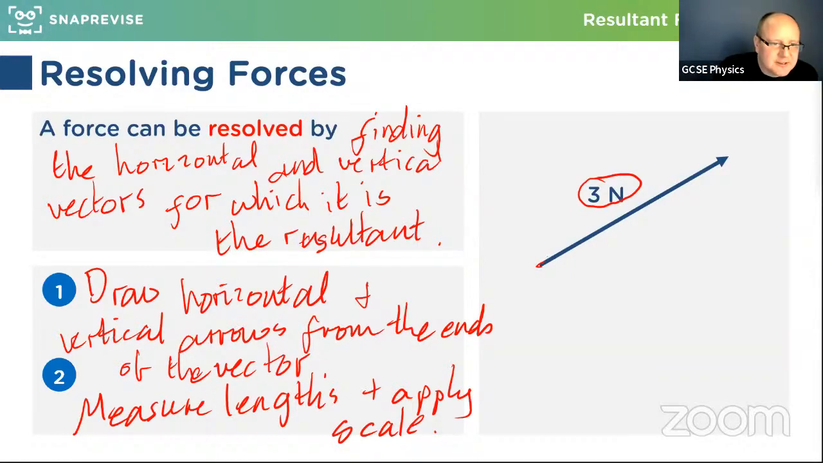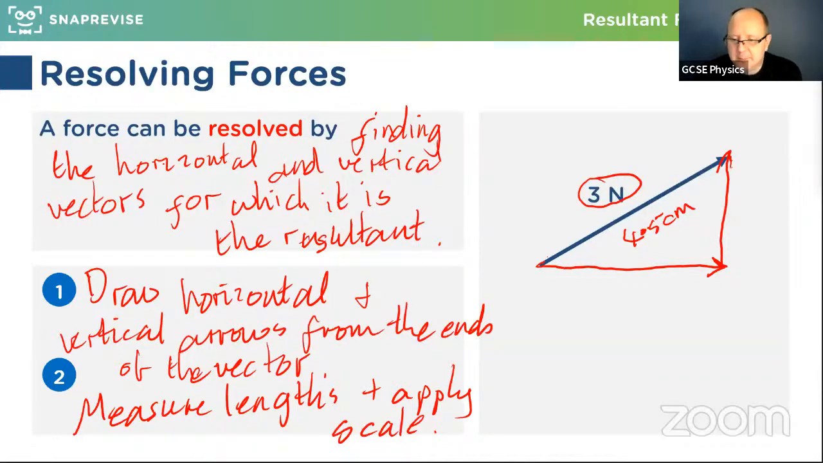So I'll try and do this as best I can freehand. We draw a horizontal line across, which will be the magnitude of our horizontal component. And then we draw a vertical line here, which will be the magnitude of our vertical component. Now, let's say that we've drawn this line 4.5 centimeters long. Makes it a bit awkward in terms of scale.